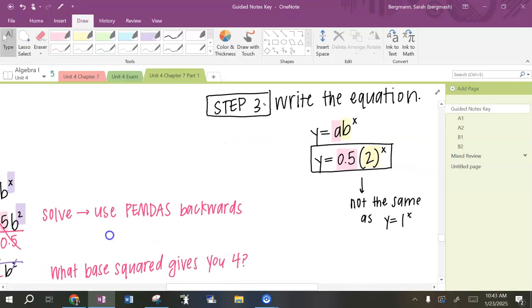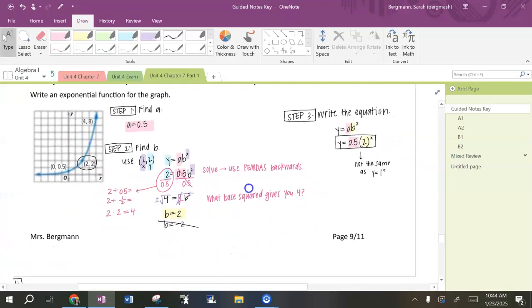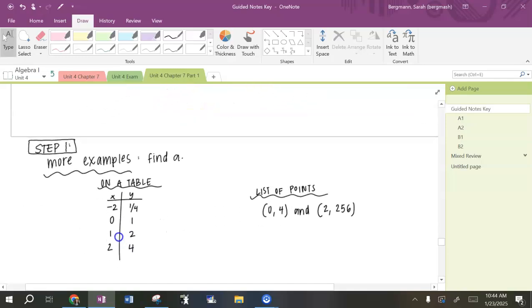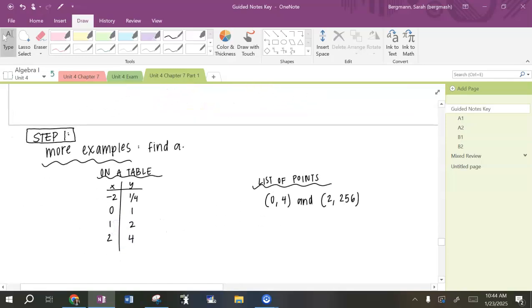Okay, now what I want to do is do a little bit more practice, more examples with step 1 and step 2, finding a and finding b, and then I'll give you another one to do all together, all the way, write the equation. So first, let's just do a little bit more practice with finding a. Let's look at it on a table and on a list of points, because so far we've only looked at a graph.